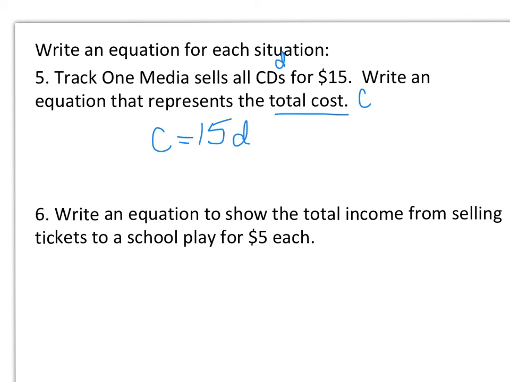Okay, and our last one says write an equation to show the total income from selling tickets to a school play for $5 each. We want to write it for the total income, so we could use a T for that. We're selling tickets to a school play, so let's use P to represent the play. Total income will equal $5 per ticket, again multiplication, so we can just put 5P. So T equals 5P.